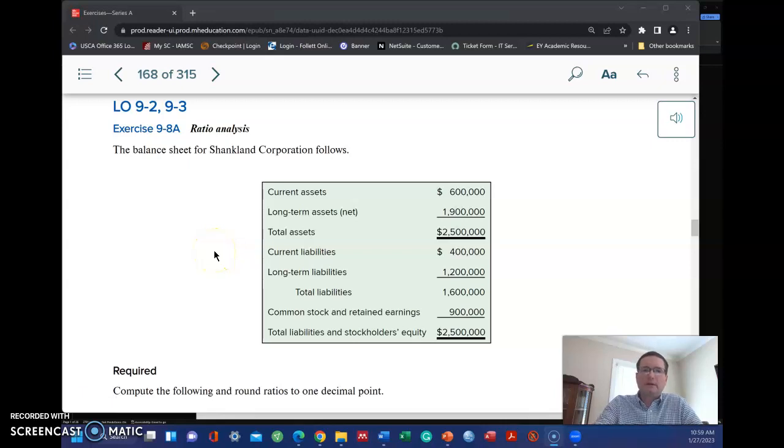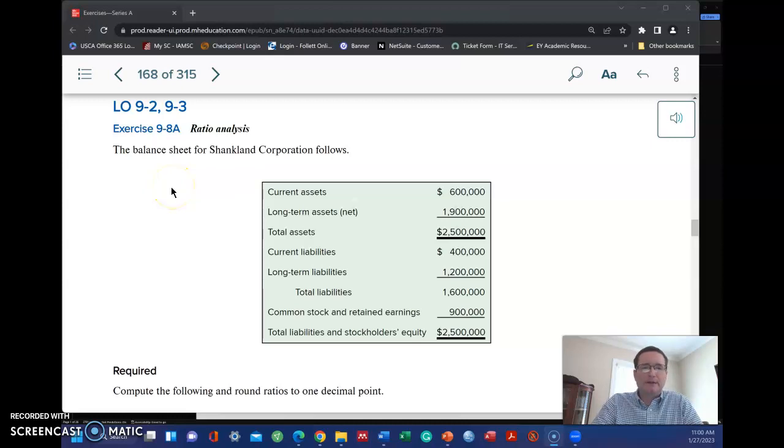Hello, in this video we're going to look at exercise 9-8A. In Connect, you can look inside of Connect and determine if you are looking at this exercise also. It'll say in your Connect what the exercise is. So it might say Connect problem 1, Connect problem 2, that's what you see, but if you look closer, exercise 9-8A or whatever the assignment is, it's there and it can always be traced back to the book.